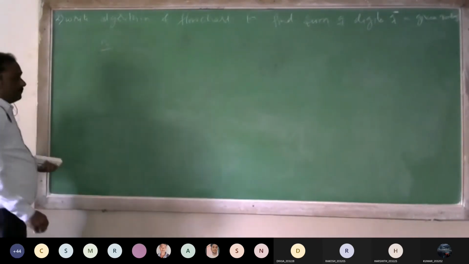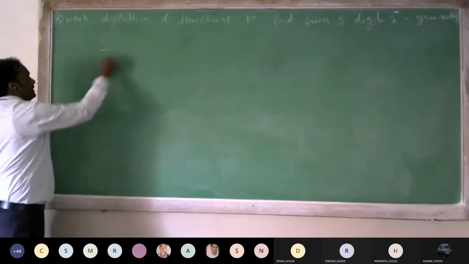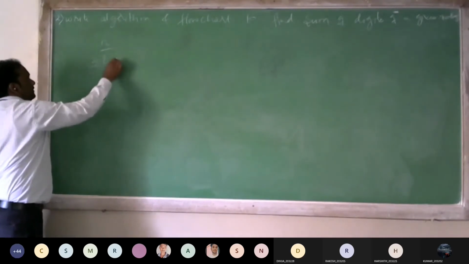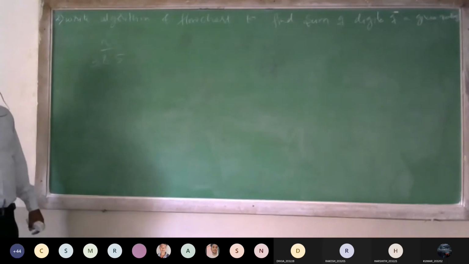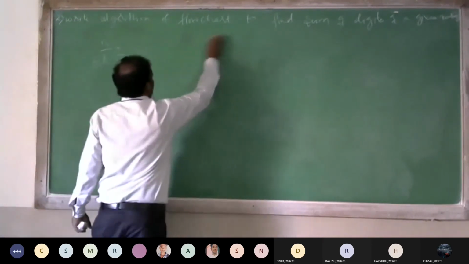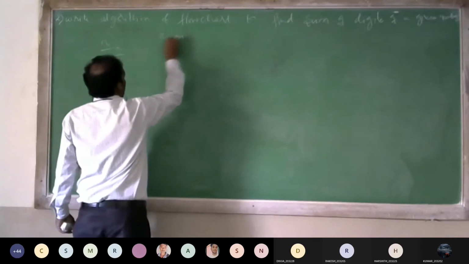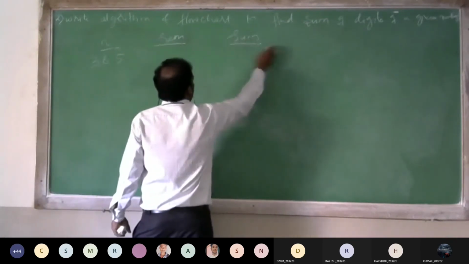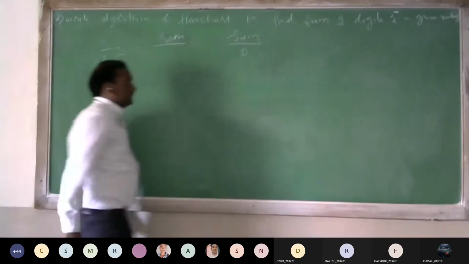So n is the given number. Say that n is 385. Now we need to find the sum. So we will find the remainder. Sum will always be 0 at the start.